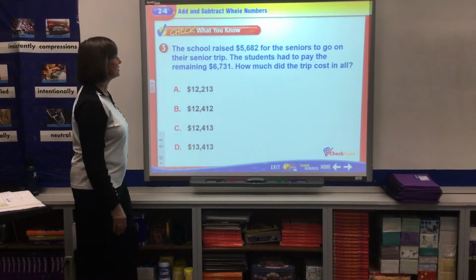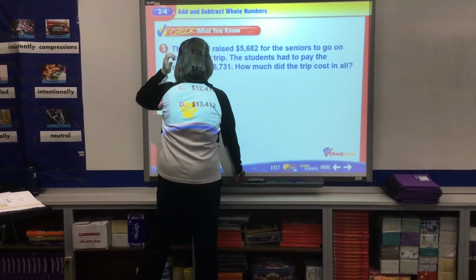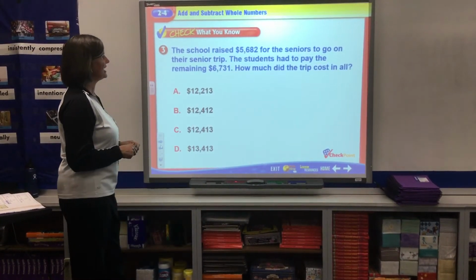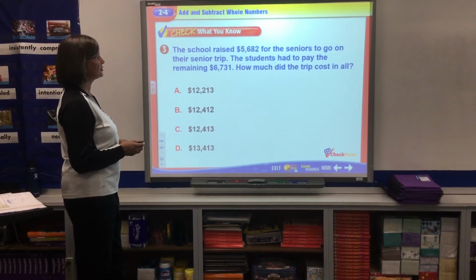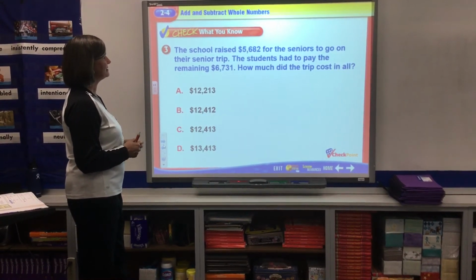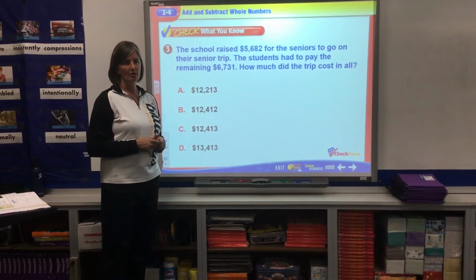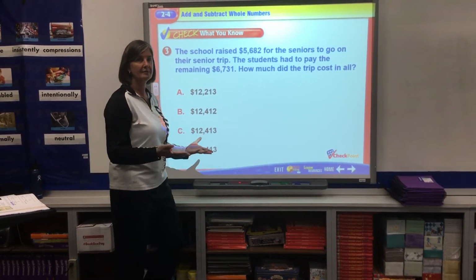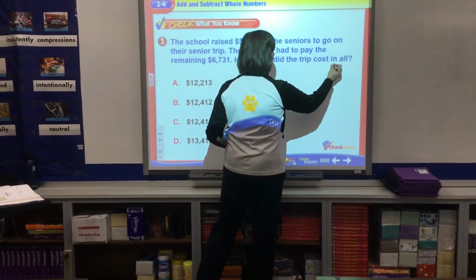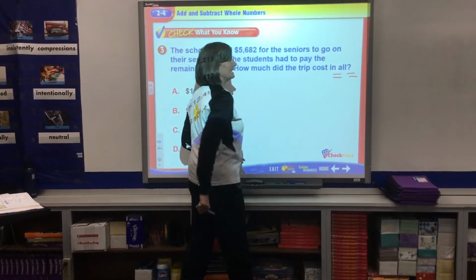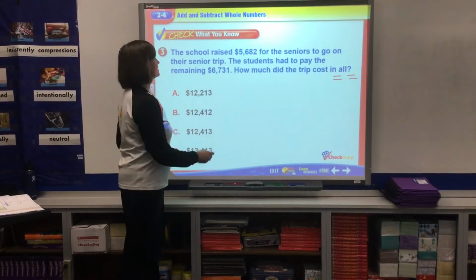All right, so we're going to practice this here too. It says the school raised $5,682 for the seniors to go on their senior trip. The students had to pay the remaining $6,731. How much did the trip cost in all? Again, we know we're going to be adding these two numbers because of these key words right here, in all. All right, that tells us we want to add.